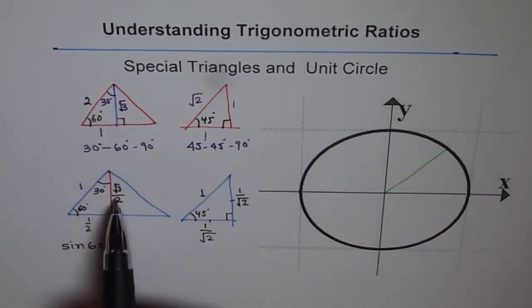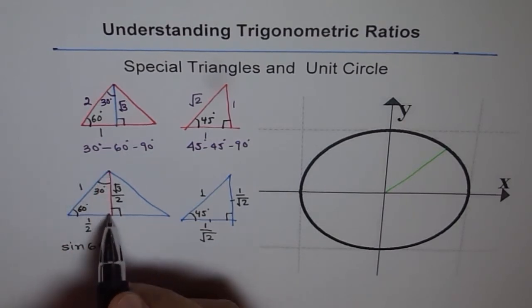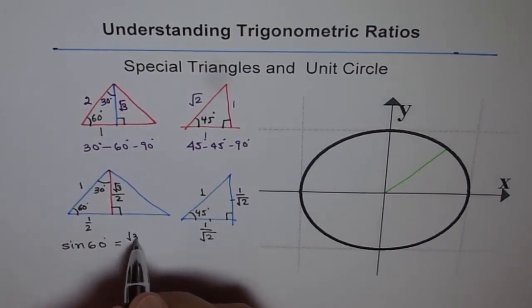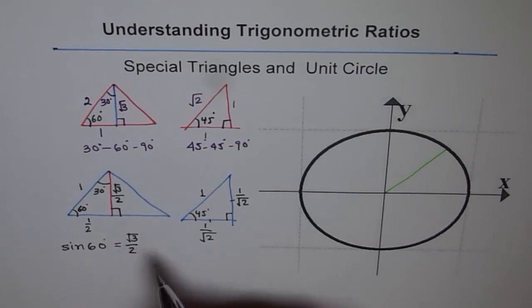Now how about this triangle? Now you get square root 3 divided by 2 is already the opposite side. Do you see that? And divided by 1. So basically it is the opposite side, square root 3 over 2. Perfect. So it gives you sine of 60 degrees straight.